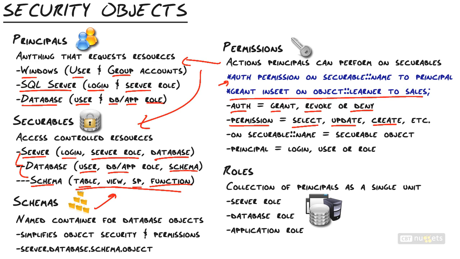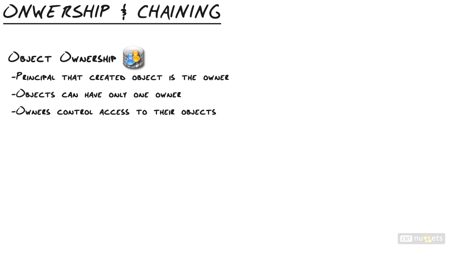Let's switch gears a little bit and talk about object ownership and ownership chaining, a couple of important concepts we need to think about when designing our security strategy. Let's start with object ownership. And the three things to remember about object ownership is that the principal that created the object is the owner, and that objects can have only one owner, and owners control access to their objects.